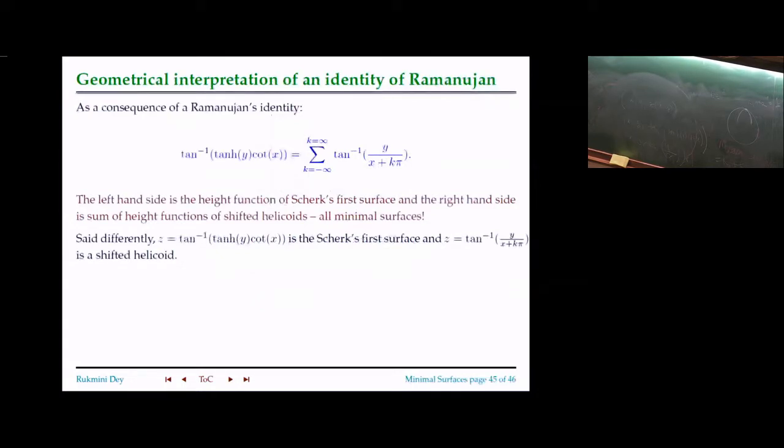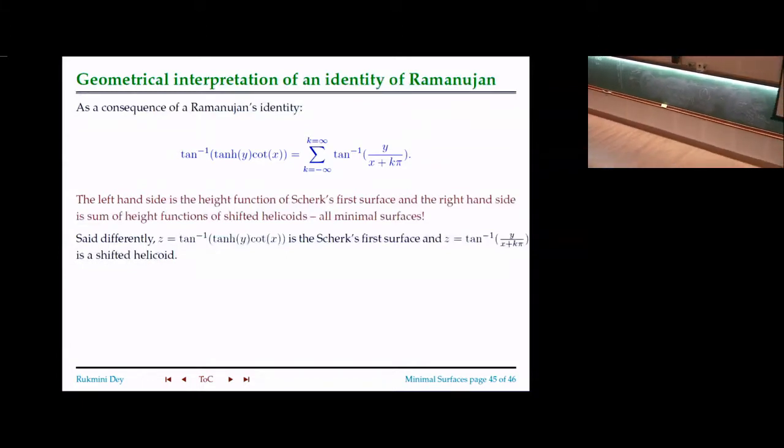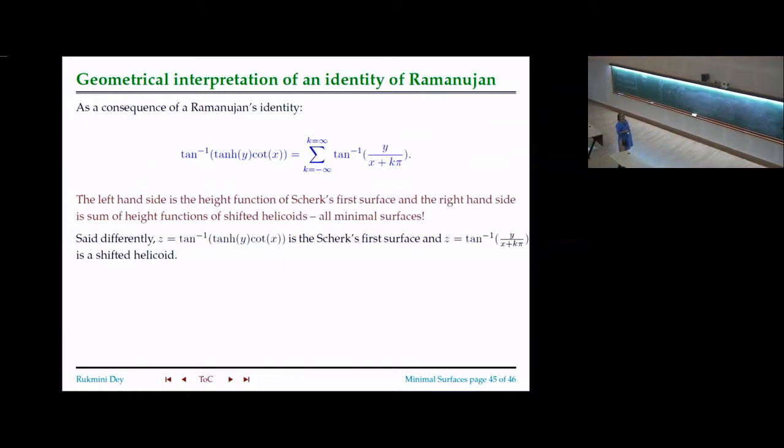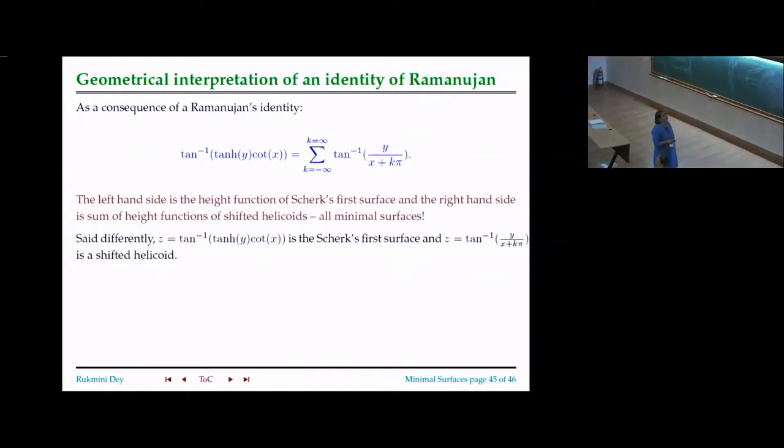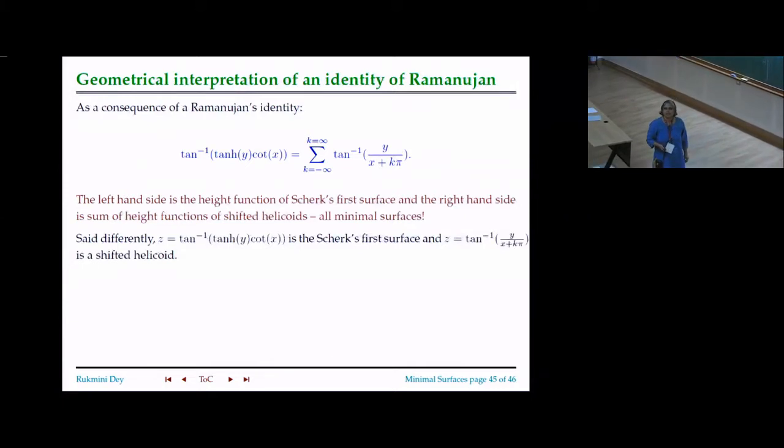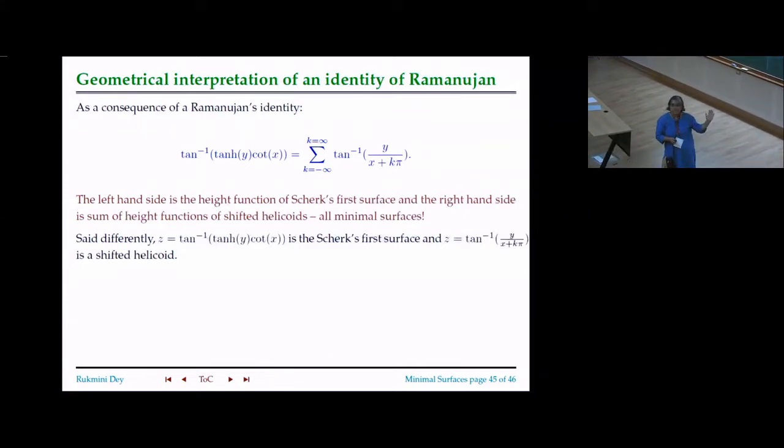Tan inverse tanh y cot x is the summation, k goes from minus infinity to infinity, of tan inverse y by x plus k pi. So if the height function is tan inverse y by x, you know it's a helicoid. What if the height function is tan inverse y by x plus k pi? It's just a shifted helicoid. At x equals minus k pi, you have placed a helicoid. That is again a minimal surface. And if you sum all of them, k goes from minus infinity to infinity, you get Ramanujan's identity. You get another minimal surface.